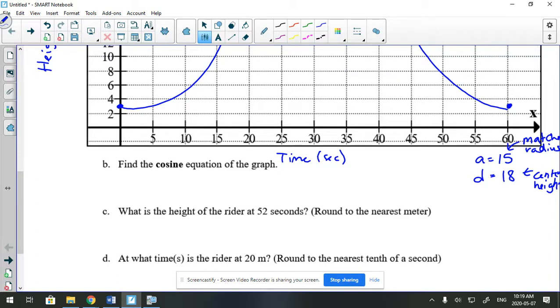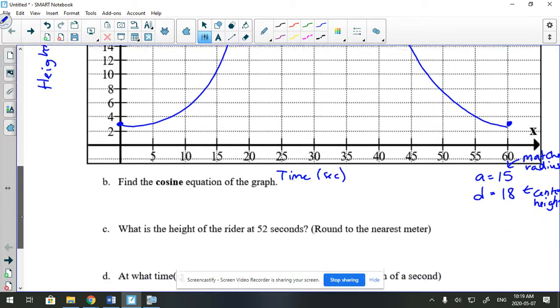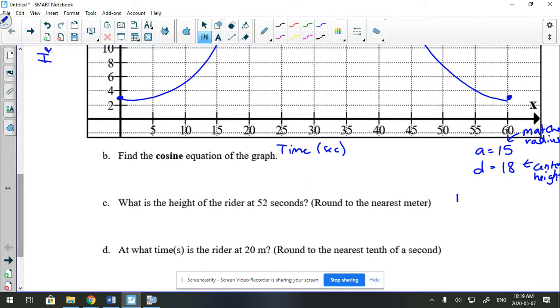Now we have to figure out the period. Looking at this graph, I can see one full revolution was completed in 60 seconds. So my period is 60, but I'm not putting that into the equation. I have to make it into the b value before I put it in my equation. So remember, to figure out your b, it's 2 pi divided by your period, and I'm going to simplify the 2 over 60, so it becomes pi over 30. That is my b value. Now I have my a, b, and d, and I can write my equation.